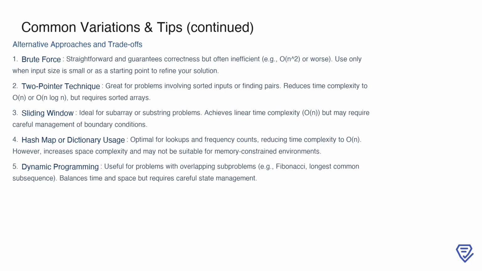Hash maps or dictionaries are great for lookups and frequency counts, achieving O(n) time complexity, though you should be mindful of the increased space usage. Lastly, dynamic programming is a powerful approach for problems with overlapping subproblems, like finding the longest common subsequence. It balances time and space efficiency but requires careful management of states to avoid unnecessary computations.